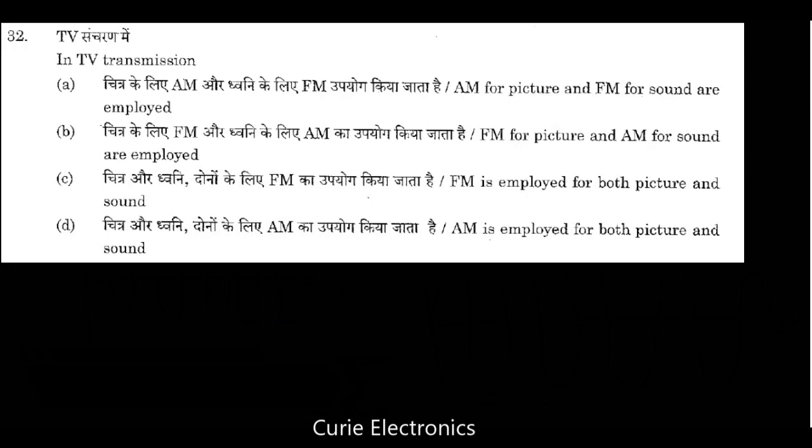Second question. In TV transmission, what do we do? AM we use for picture and FM for sound. So which is the option? Option A: AM for picture and FM for sound are employed. What is the frequency band of FM? That is 88 megahertz to 108 megahertz.